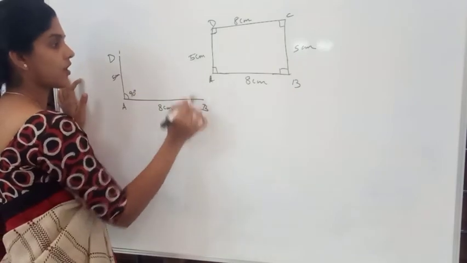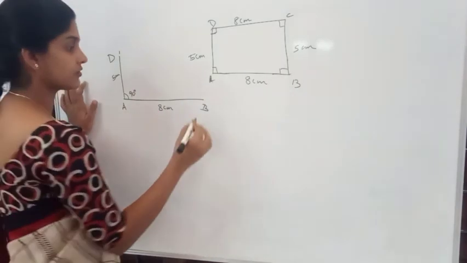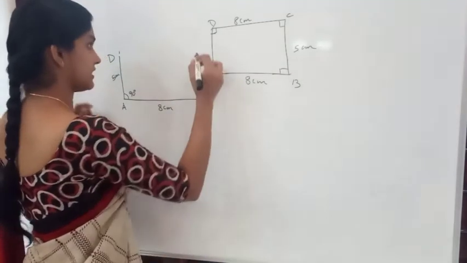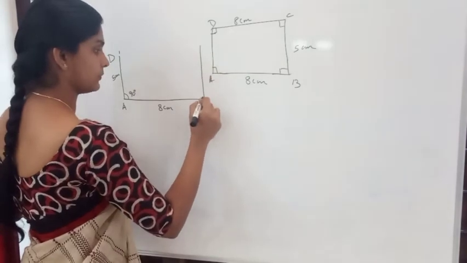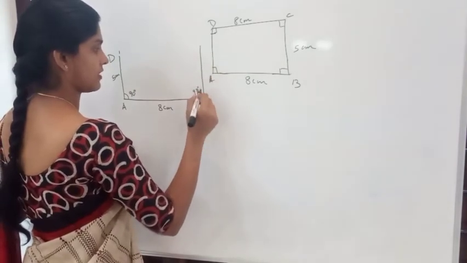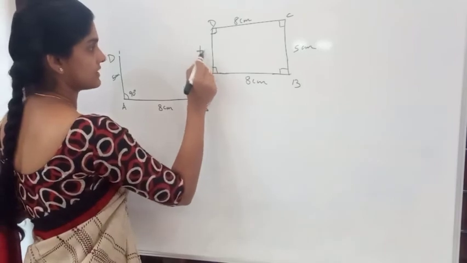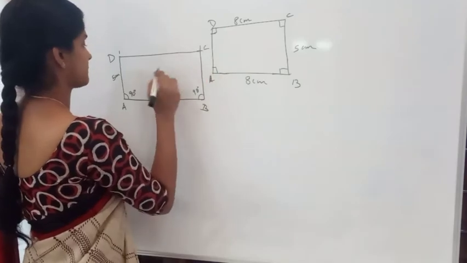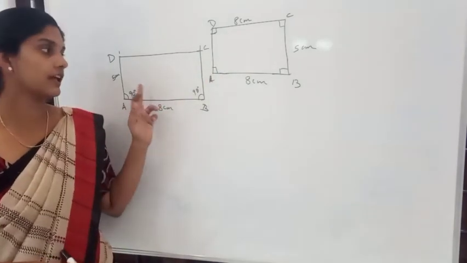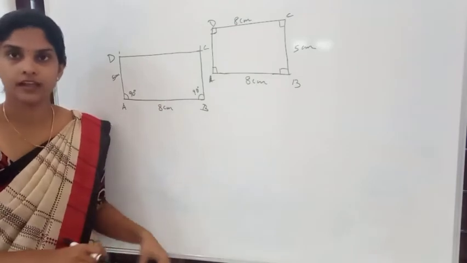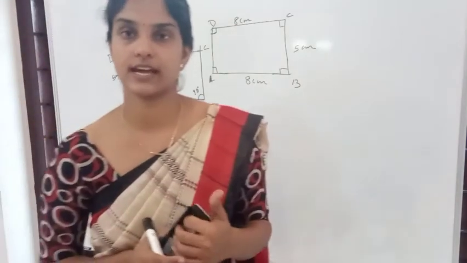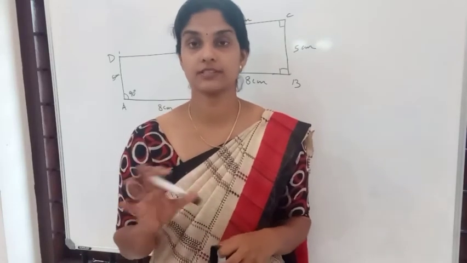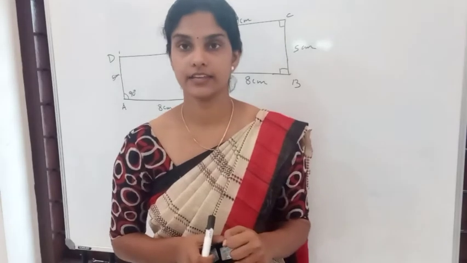Now join all points. How shall you draw? Now similarly we took 90 degrees over here. We shall take 90 degrees at the point B also. Mark the 5 centimeter and join these 2 points. What shall we get? We shall get the rectangle. Okay. So now you know how to draw a rectangle if the measurements of the sides of a rectangle are given.